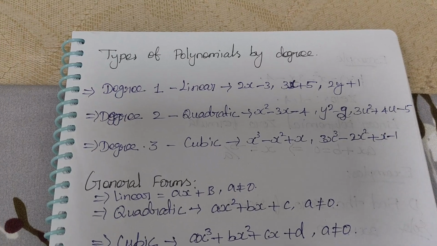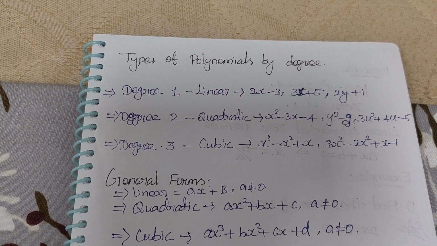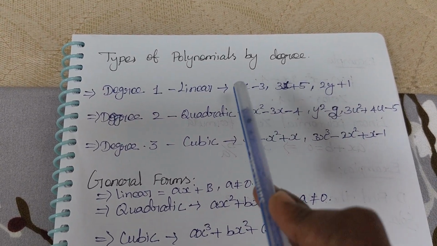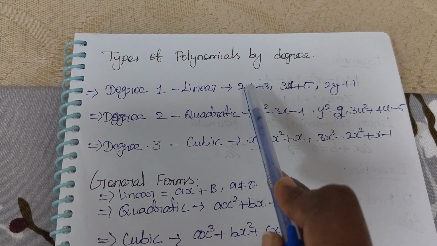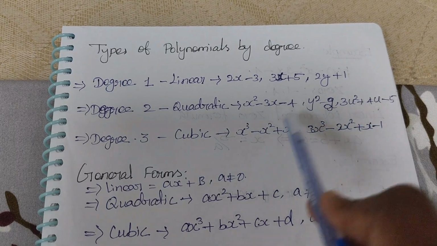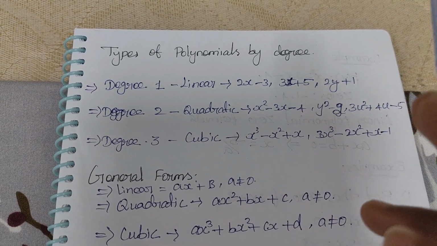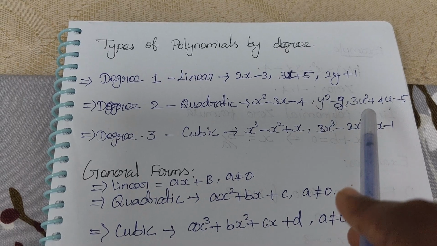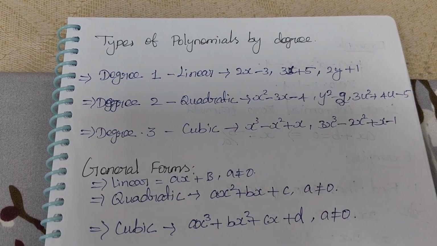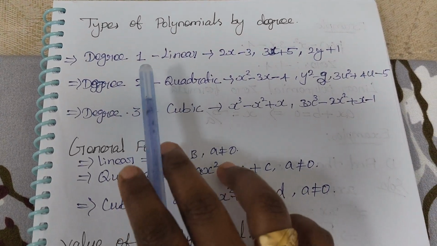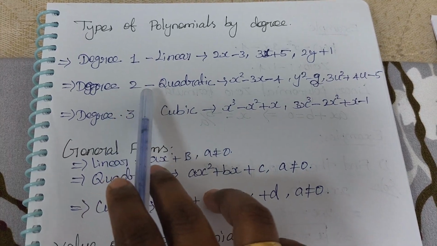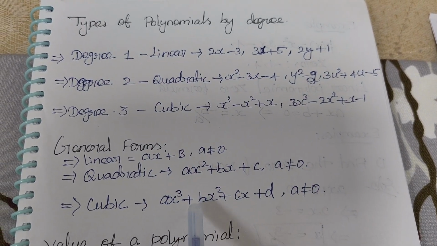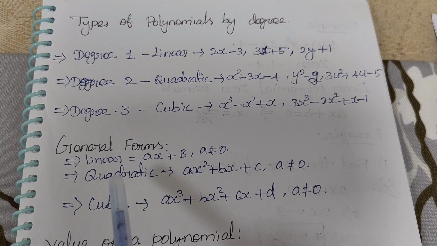Okay. Tip to find the degree: look at the powers of x in each term. Okay. The highest power is the degree. Okay. And then degree 1 is called linear, degree 2 is called quadratic, and degree 3 is called cubic. These are the general forms of linear, quadratic, cubic.